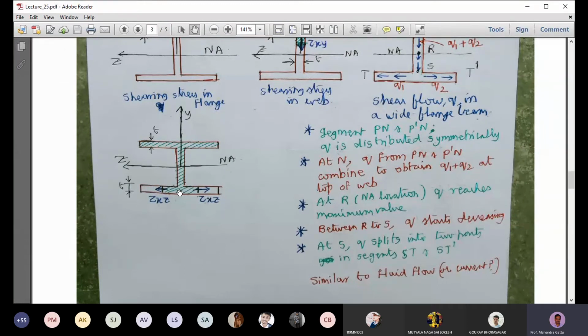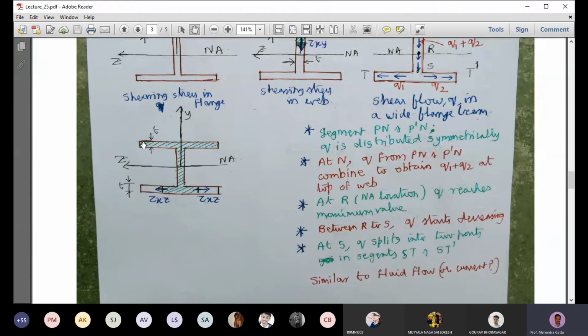So from here onwards, from the neutral axis as you go towards this flange, the shear stress will keep reducing, and finally, when you reach the left corner and the right corner, the shear stress will go to 0. So this is the shear stress distribution.